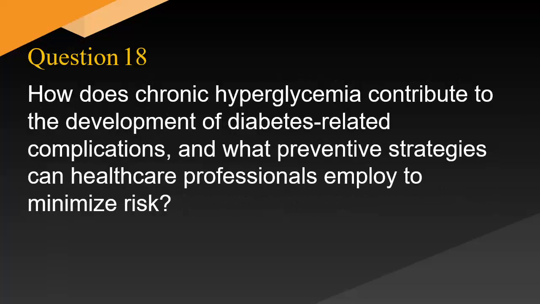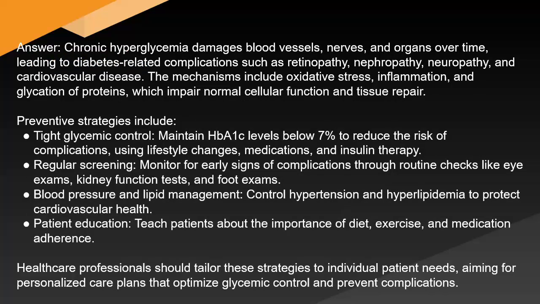How does chronic hypoglycemia contribute to the development of diabetes-related complications, and what preventive strategies can healthcare professionals employ to minimize risk? Answer: chronic hypoglycemia damages blood vessels, nerves, and organs over time, leading to diabetes-related complications such as retinopathy, nephropathy, neuropathy, and cardiovascular disease. The mechanisms include oxidative stress, inflammation, and glycation of proteins, which impair normal cellular function and tissue repair.